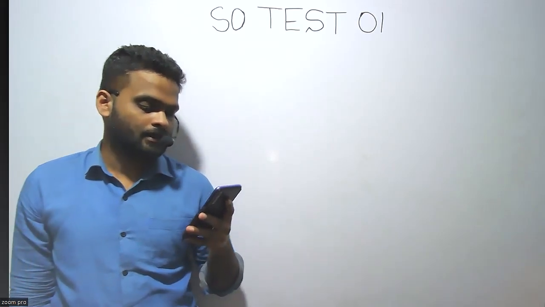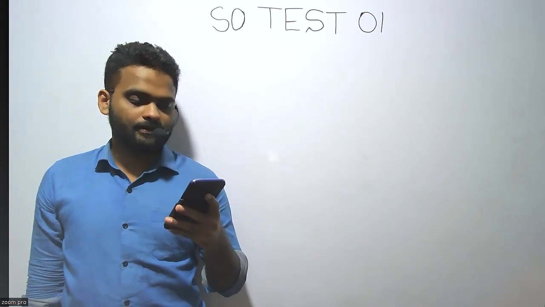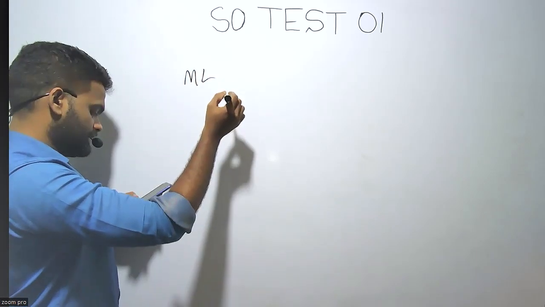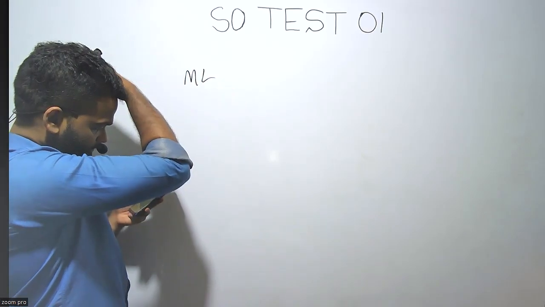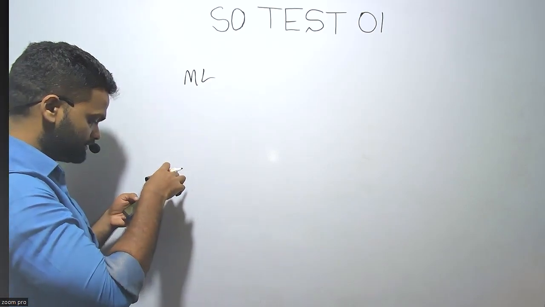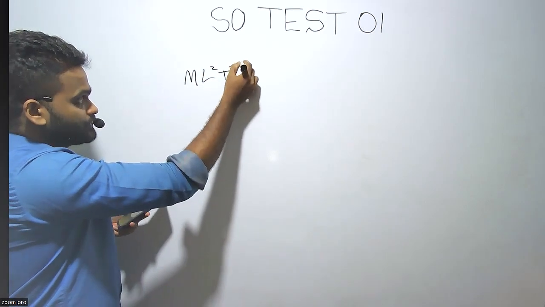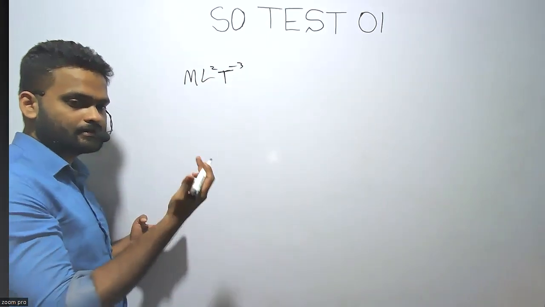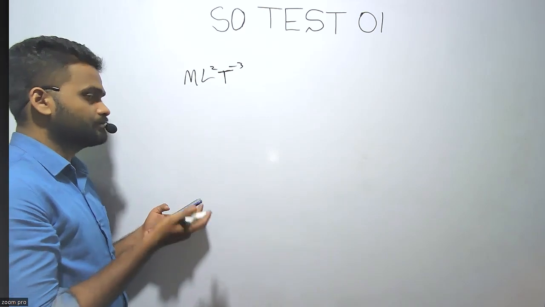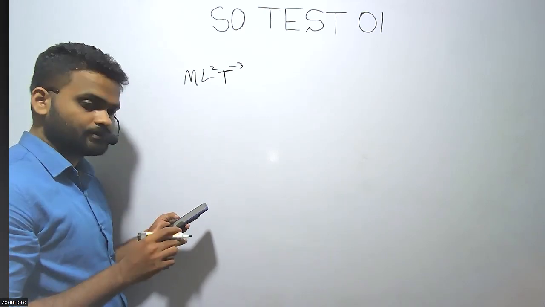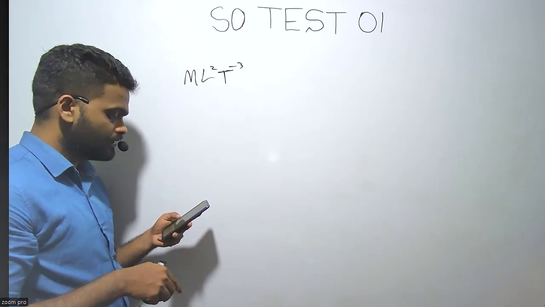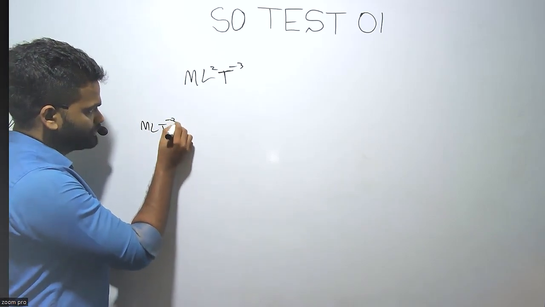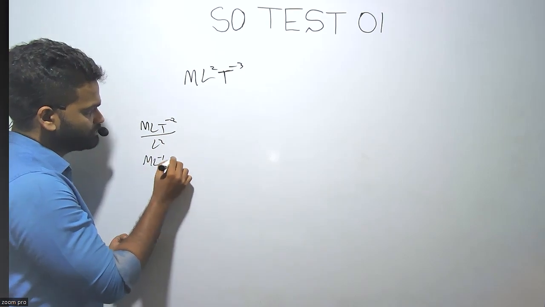11th question. The physical quantity with dimensions M L^2 T^-3. So they have given the dimensions and they are asking what could be the physical quantity. So it is obvious force is M L T^-2, not the first one. So you have to get rid of each one. Force does not have. Pressure also does not have, because M L T^-2 divided by L^2, that is M L^-1 T^-2. So it is not, right?